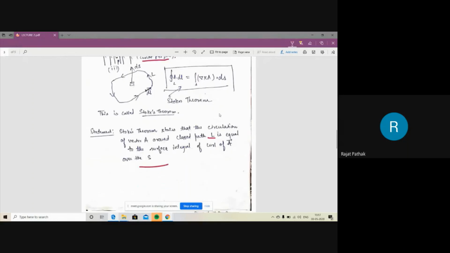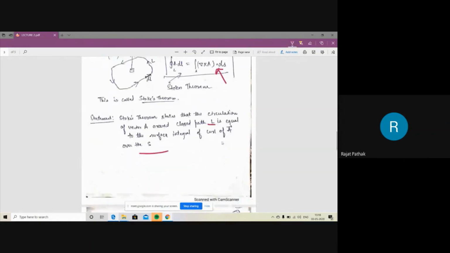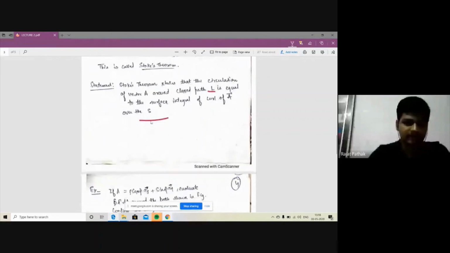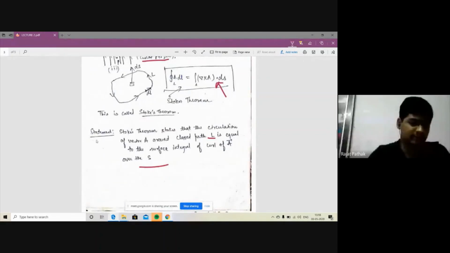Okay, so this is a very important theorem. In an MCQ you can also get asked what the Stokes theorem is, which one is right. So A dot dl, the circulation of a vector A, is equal to the surface integral of the curl of A. This is the statement of this theorem, which is very important as far as MCQs and 2 marks questions are concerned.